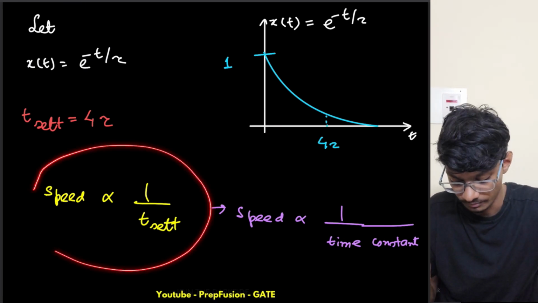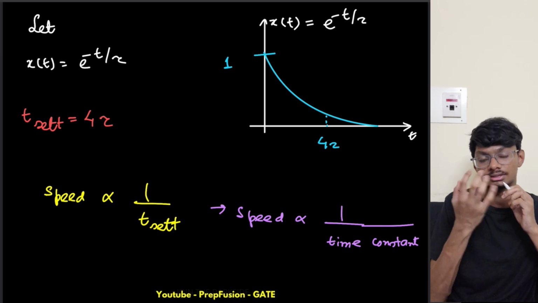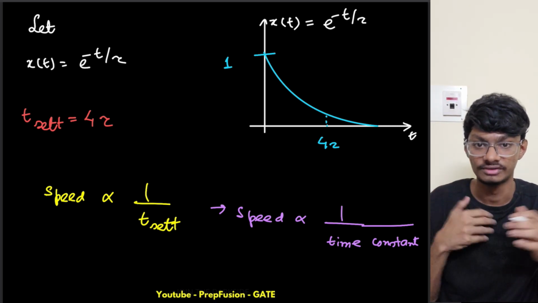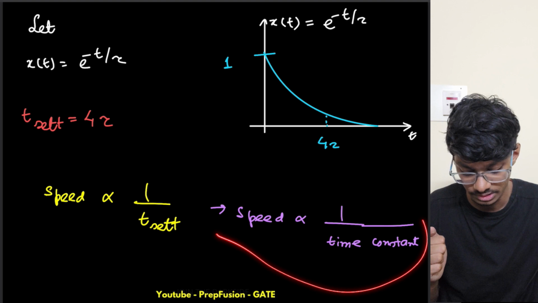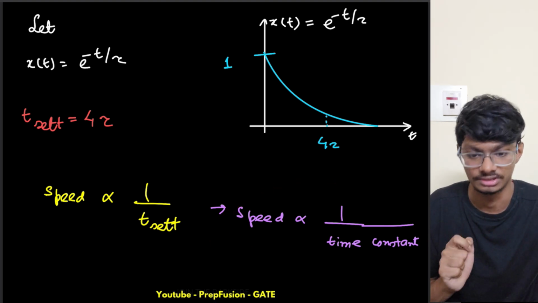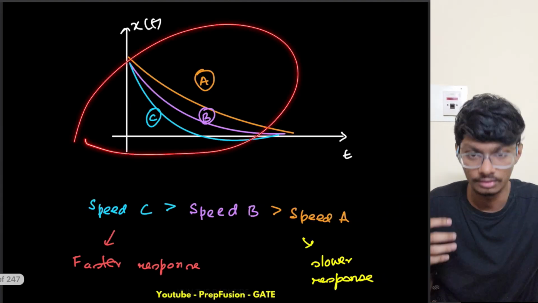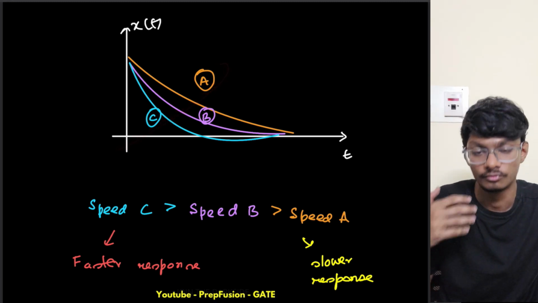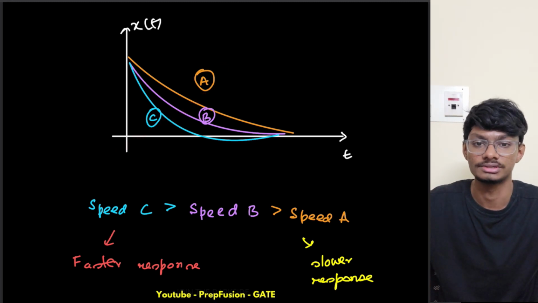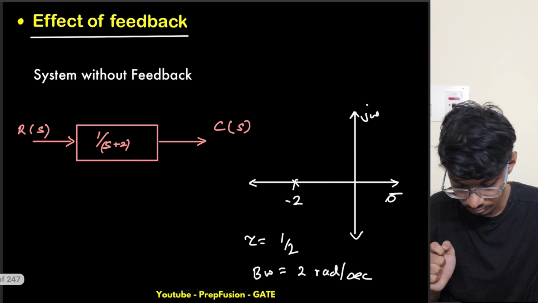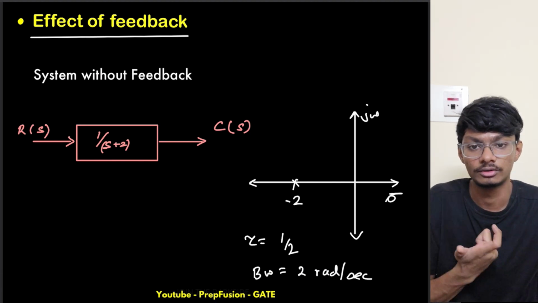Here it is very important that settling time and speed are inversely related to each other. That's why speed is related to time constant as an inverse relation. We compared three graphs to see whose speed is higher and whose time constant is lower. All these things we compared. Then we went to the effect of feedback.